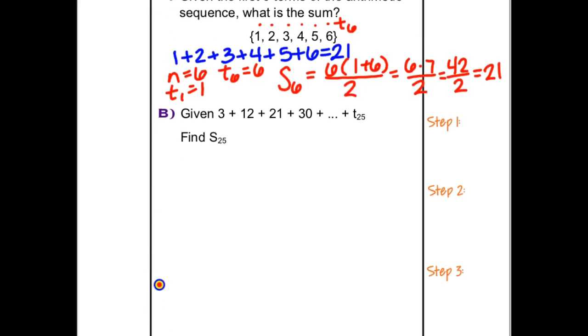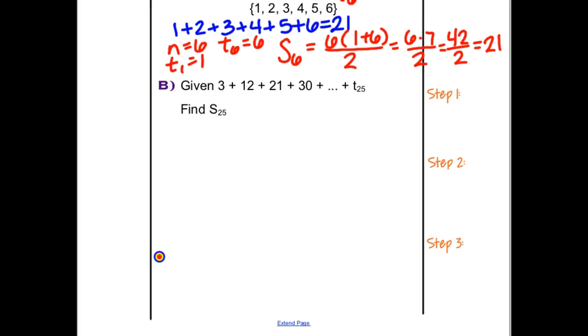So now, we look here and we're given that we have 3 plus 12 plus 21 plus 30 plus dot dot dot plus term 25. We're going to find the sum of the first 25 terms. I only give you 4. If you want to find the other 21 terms, have at it, be my guest. So what I'm going to do instead is I'm going to identify the pieces of the series in the formula. So I know that I need to know n, term 1, and term n. Well, I don't know term n.